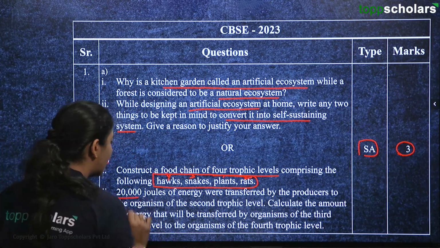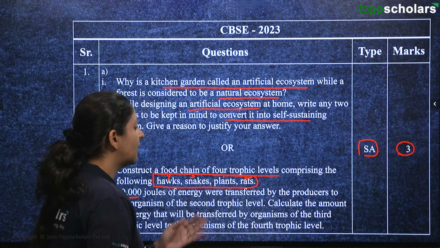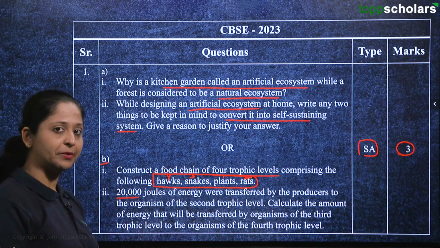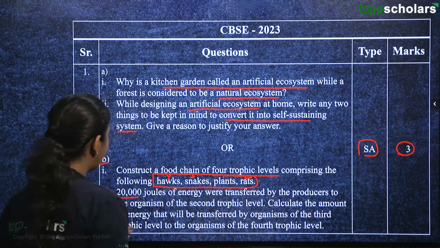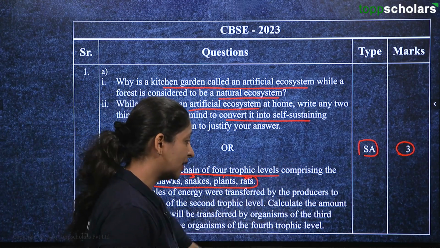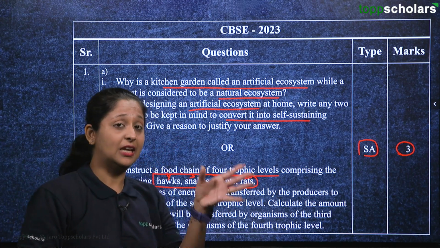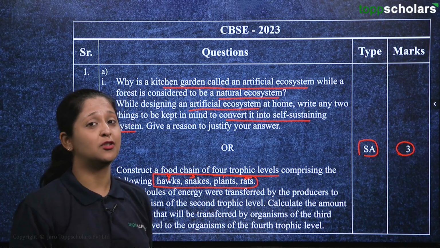Then you have 20,000 joules of energy which were transferred by the producer to the organism of the second trophic level. That is your primary consumer. Calculate the amount of energy that will be transferred from that organism of the 3rd trophic level to the organism of the 4th trophic level. You have to just show the amount of energy which is transferred.